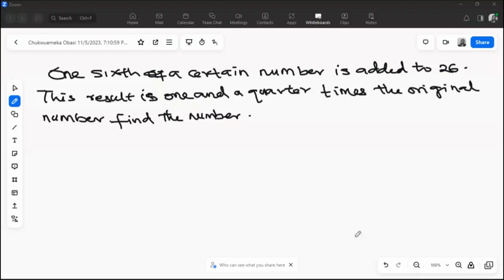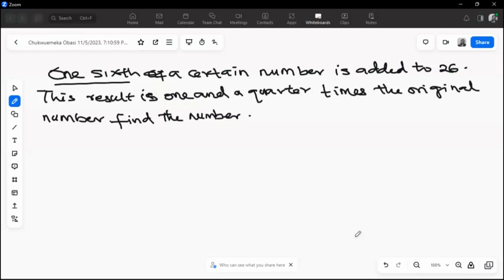Today, we want to learn how to solve a word problem. Now the question reads: we have 1/6 of a certain number. Every time we are given something like this, we want to replace a certain number with a variable, say y. So 1/6 of a certain number is added to 26.